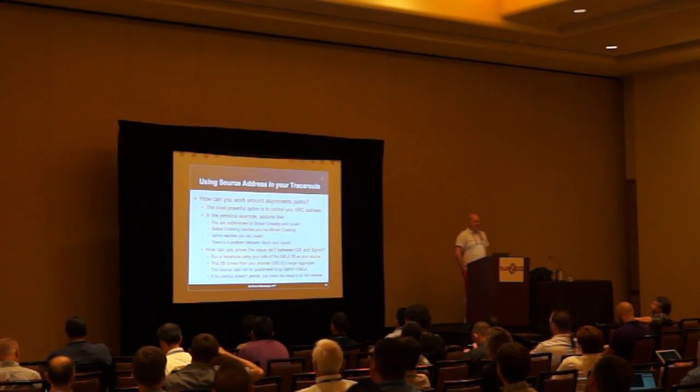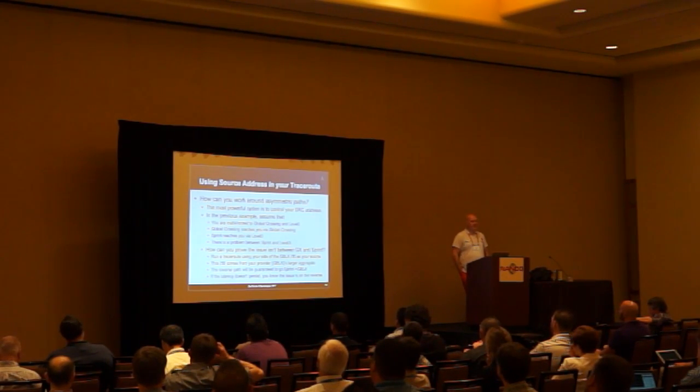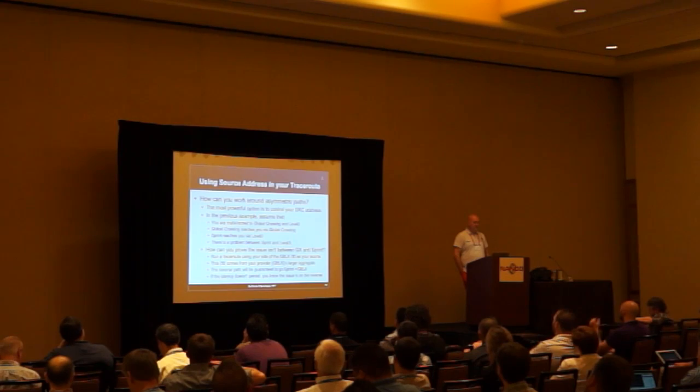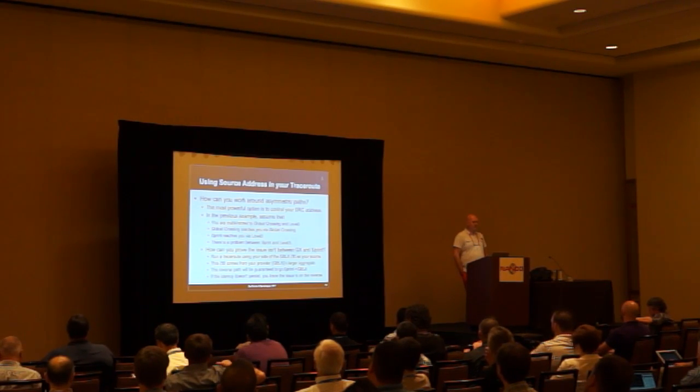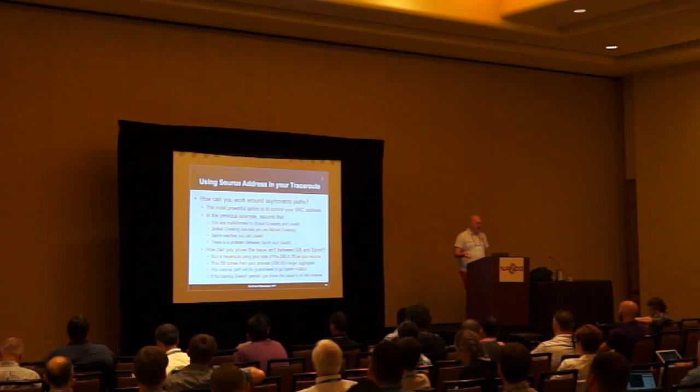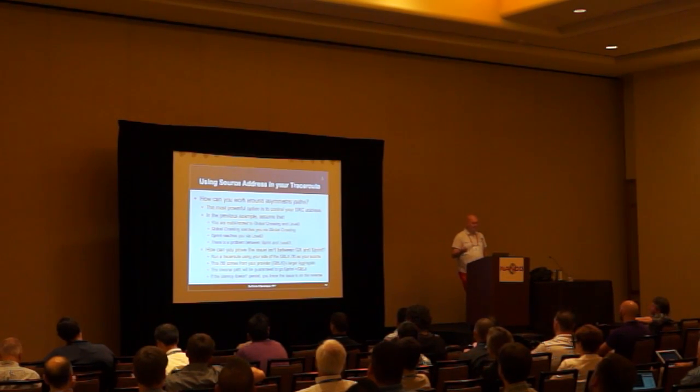So what do you do when you've got an asymmetric traceroute and the end user or whoever you're working with hasn't sent you 2 paths? What are some ways that you can try to rule this out? The most powerful thing you can do is to work with your source address. So in this example, let's assume that you're multi-homed to Global Crossing and Level 3, like I said, old slides. You know that Global Crossing reaches you via Global Crossing, and Sprint comes back to you via Level 3. So you think that there's a problem between Sprint and Level 3, but how do you prove it? How do you know for sure?